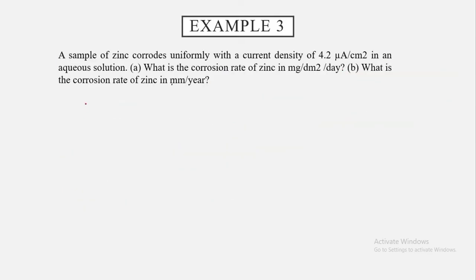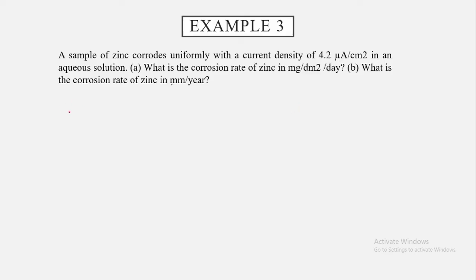Let's do this question. Now let's do another one. They said a sample of zinc corrodes uniformly with a corrosion current density of 4.2 microamps per centimeter squared in an aqueous solution. What is the corrosion rate in mg, that's milligram per decimeter squared per day? And what is the corrosion rate in mm/y, which is millimeters per year?